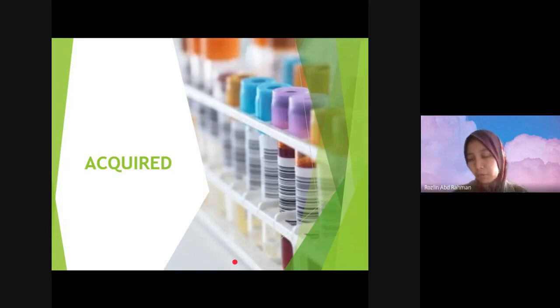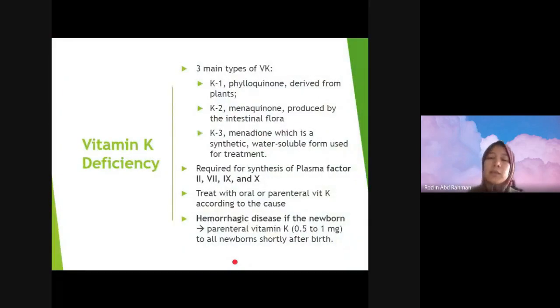Okay, now we go very briefly on what are the acquired coagulopathies that can occur in patients. Okay, so first one is vitamin K deficiency. So vitamin K is very important because your body needs vitamin K to form blood clots and to stop the bleeding. Okay, so we usually get vitamin K from the food that we eat, and some vitamin K is also made by the good bacteria that live in your gut. Okay, babies are born with very small amounts of vitamin K stored in the body. So kalau kita tak supplement vitamin K to the babies, this can lead to serious bleeding problems.